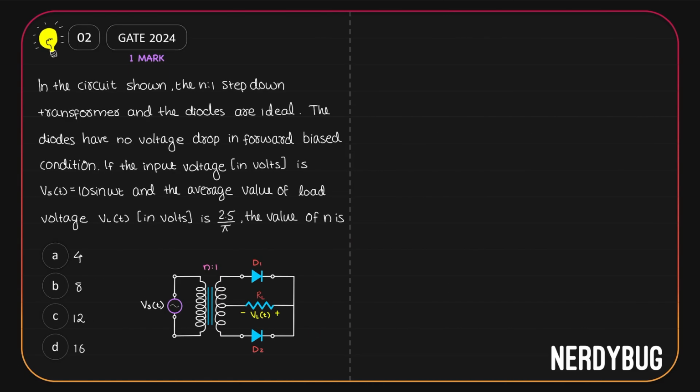Let us see the next problem. In the circuit shown, the n:1 step-down transformer and the diodes are ideal. The diodes have no voltage drop in forward bias condition because they are ideal. Now, if the input voltage is 10 sine omega t and the average value of the load voltage is 2.5 divided by pi, we have to find out the value of n.